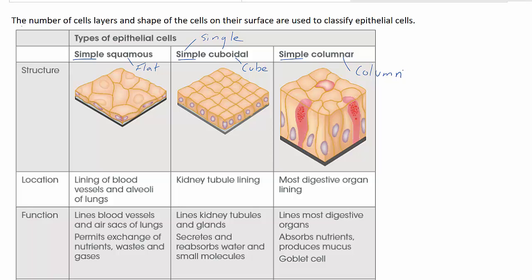So for example, simple squamous cells can be found lining blood vessels and the alveoli in the lungs, and their job is to basically permit exchange of nutrients, wastes and gases. And that makes sense because you're only going to want a very thin flat layer of cells to maximize the diffusion of gases and nutrients and remove wastes through those organs.